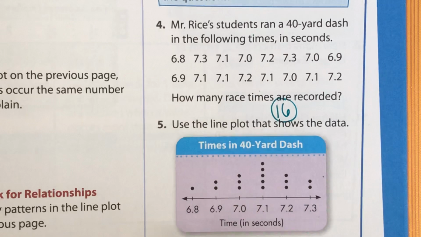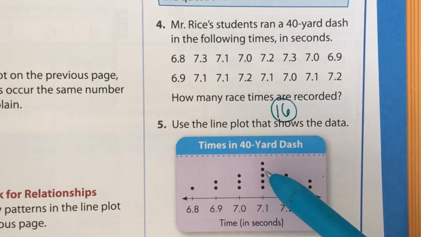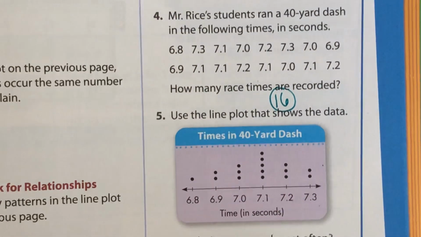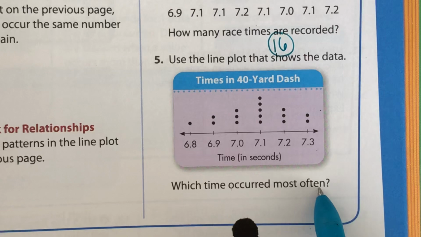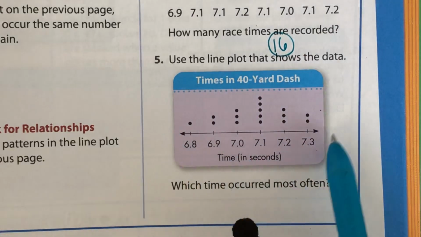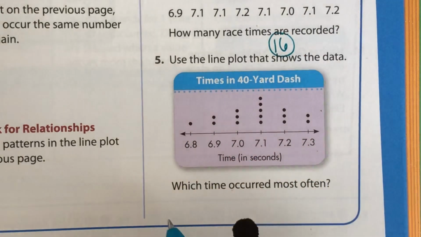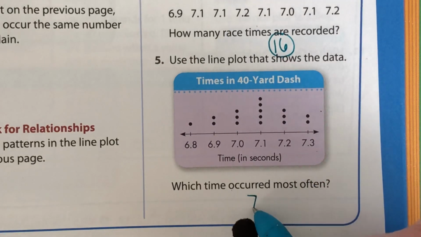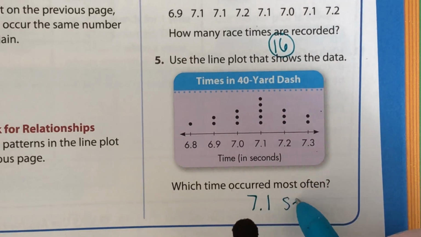Without even counting, I can see that the most people ran 7 1/10. And if I did count, 1, 2, 3, 4. So the question is, which time occurred most often? Well, if it's organized in this nice line plot, I can easily see that the time that occurred most often was 7 and 1/10 seconds.